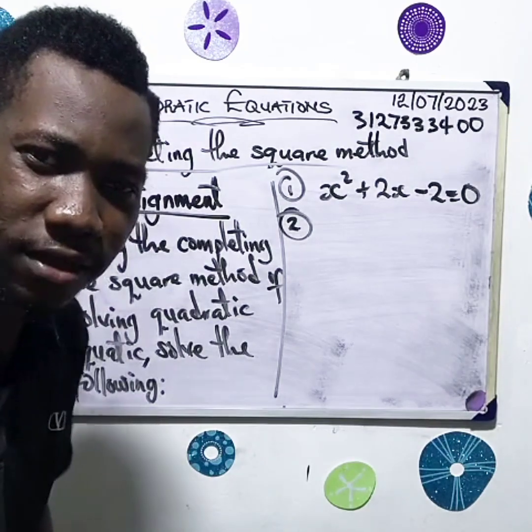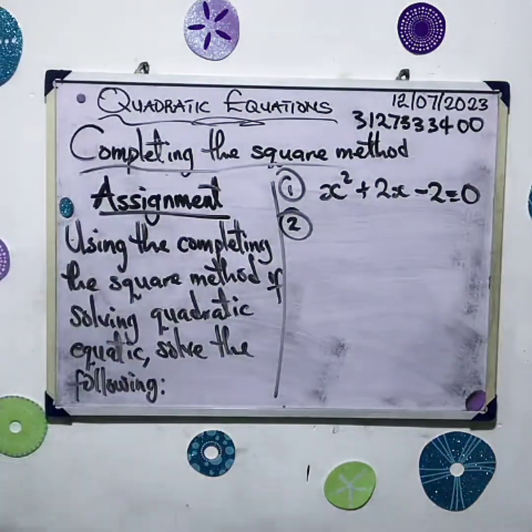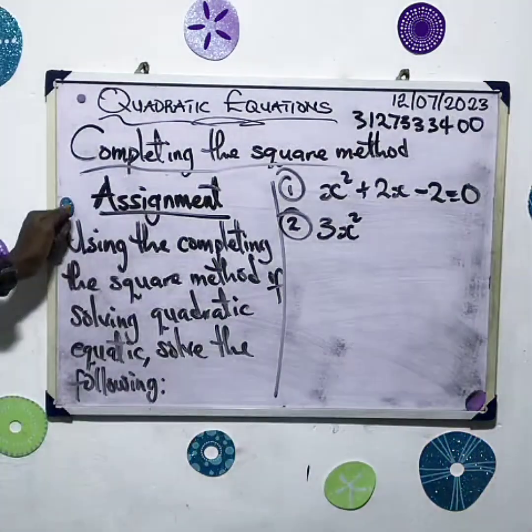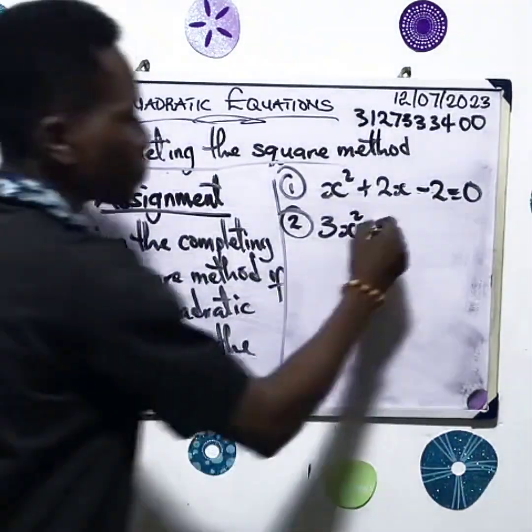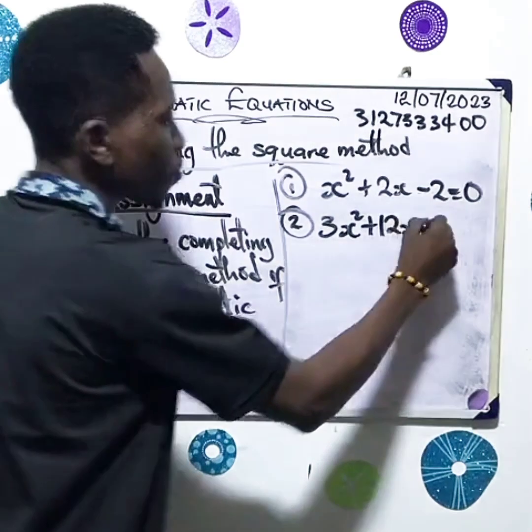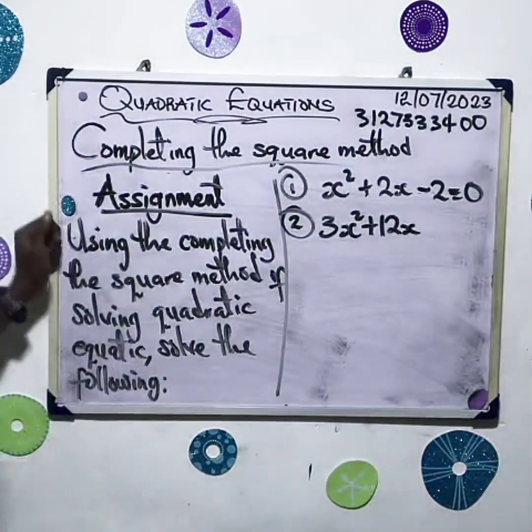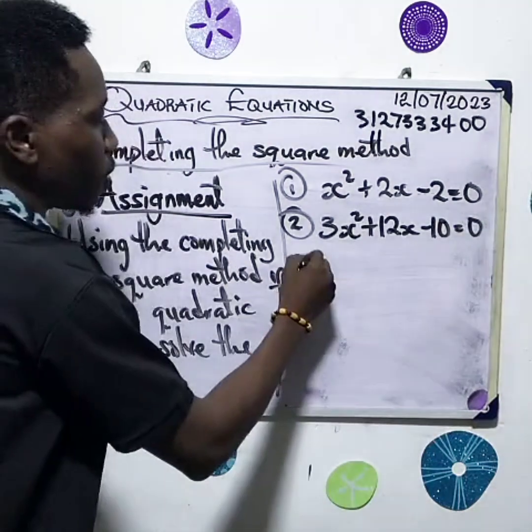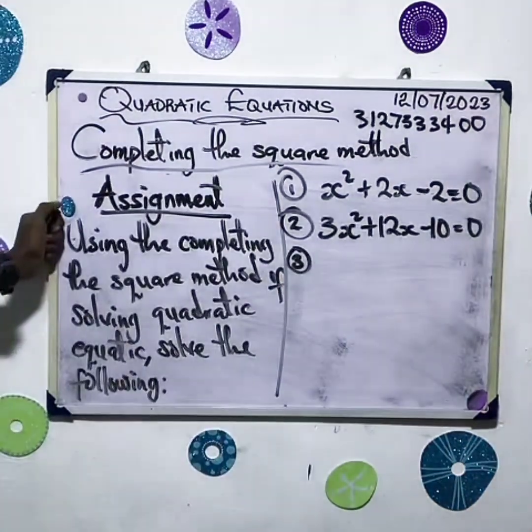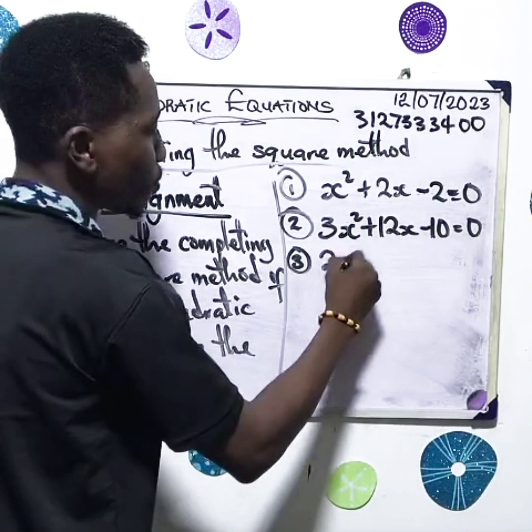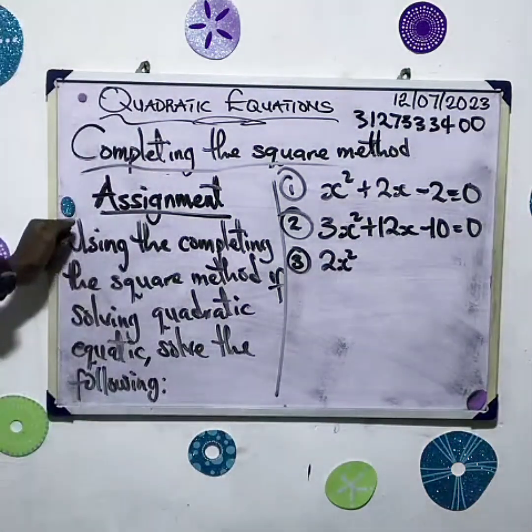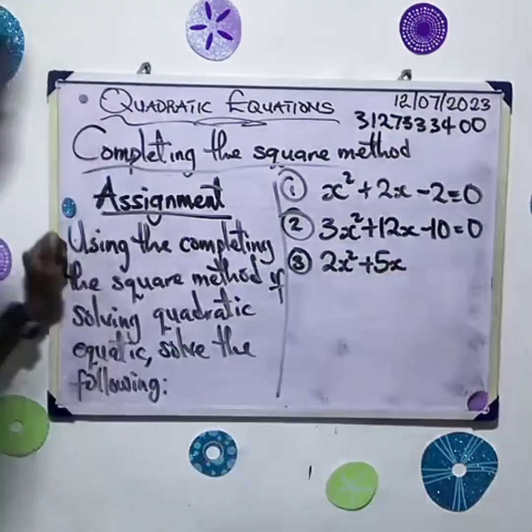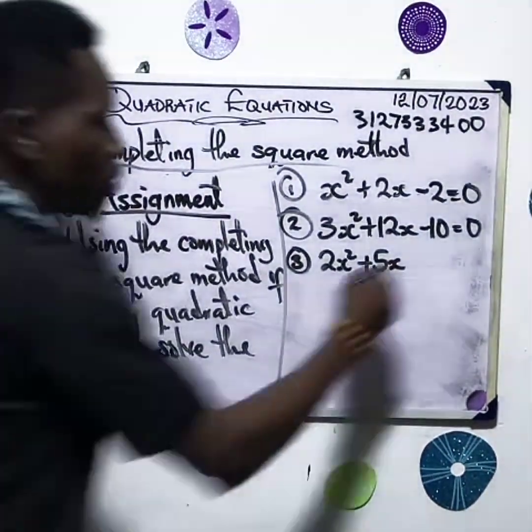Mondays, Wednesdays, and Fridays. Number 2: 3x squared plus 12x minus 10 equals 0. And number 3: 2x squared plus 5x minus 6 equals 0.